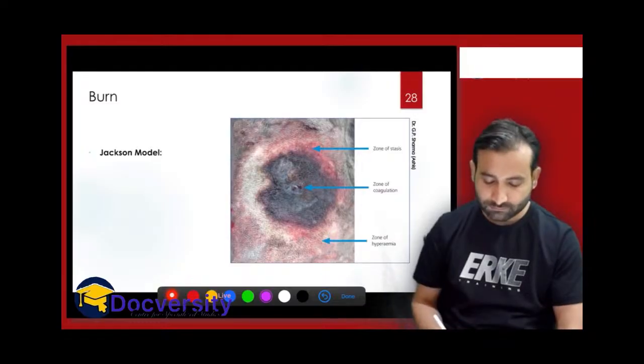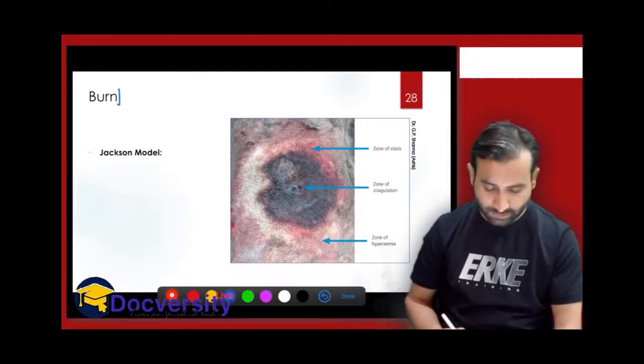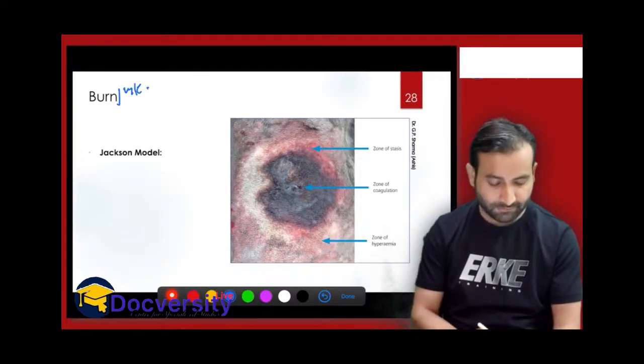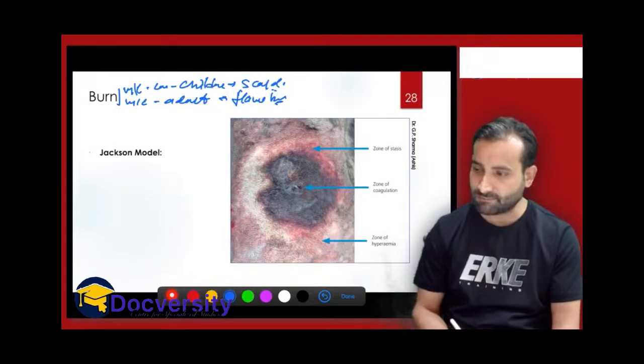Let's go to the burn, right? So in burn, some questions they can ask you in the exam, right? The most common cause of burn in children, that is scald burn. Scald means what? The hot liquid. Okay. And the most common cause of burn in the adult, that is what? Flame burn. Flame burn. Remember, this is the question in the exam.